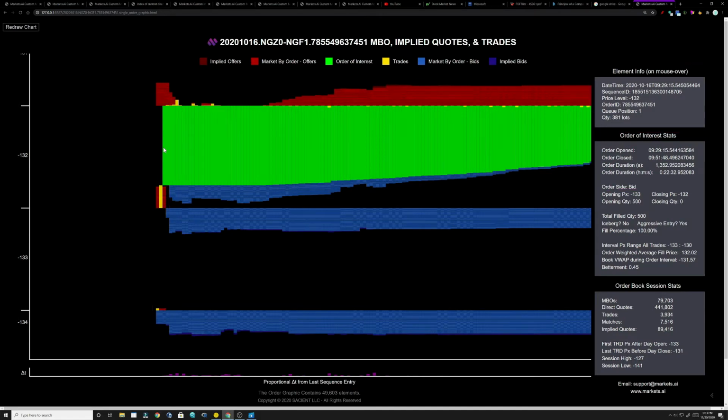So this entry moved the market. This is a case where essentially the person gave up 2 ticks, because here was the market and they moved it all the way to 132 bid. I don't think that's a good practice. One thing you will find, and this is interesting.